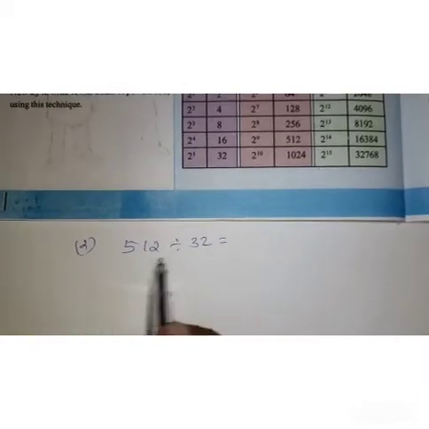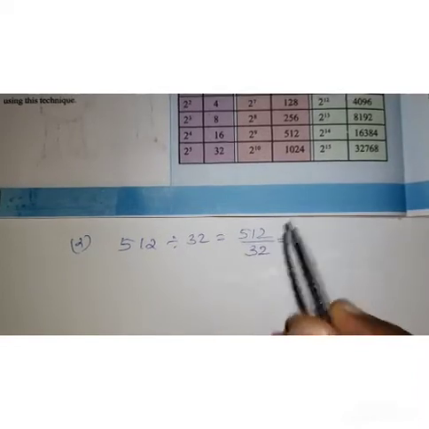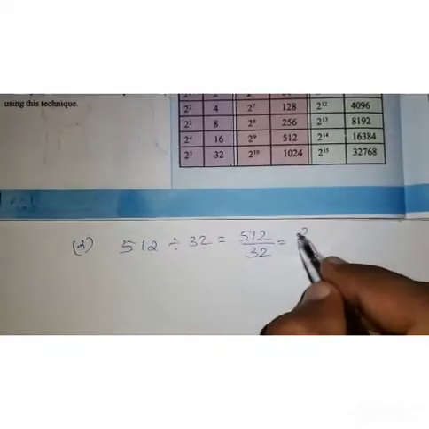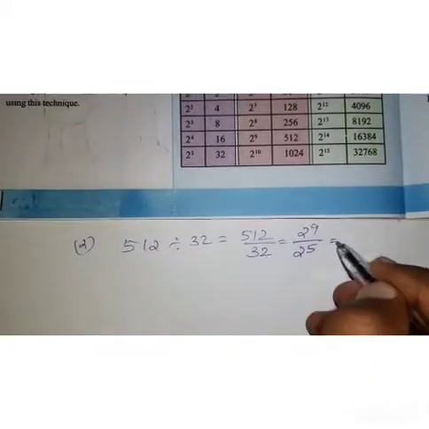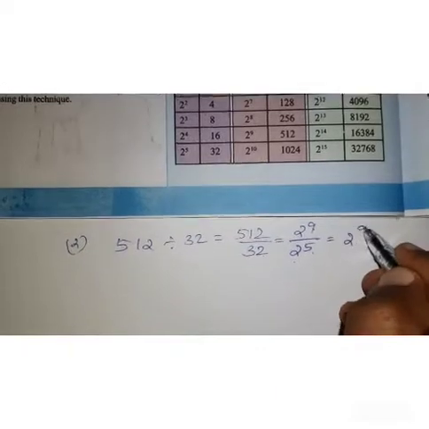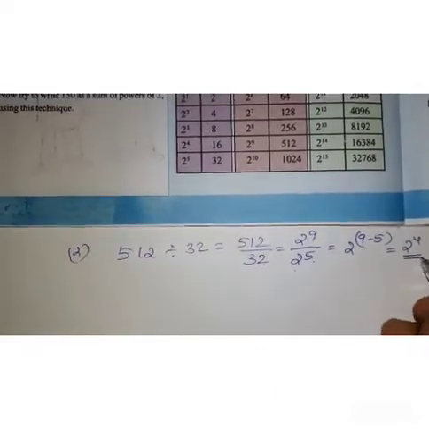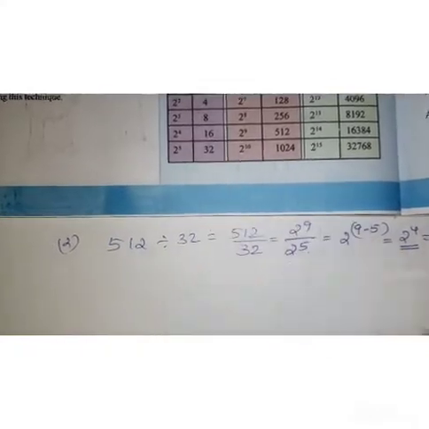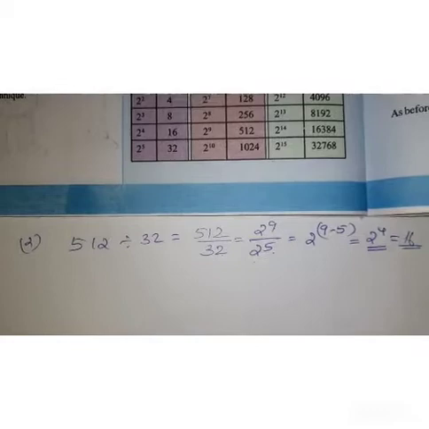Next, 512 divided by 32. 512 is how much? 2 raised to 9. 32 is 2 raised to 5. So what is the answer? 2 raised to 9 divided by 2 raised to 5, that is 2 raised to 9 minus 5. So it is 2 raised to 4. What is 2 raised to 4? 16. Write the answer as 16.